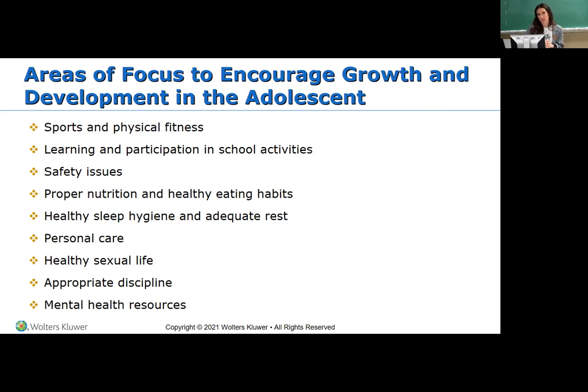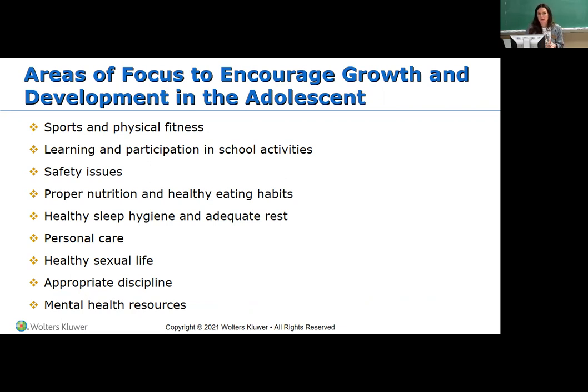They need sleep. Teenagers need sleep. They need adequate rest. It's okay if they sleep in on Saturdays, I promise. Personal care. They need to make sure that they are taking care of themselves as far as their hygiene, their nighttime routines, washing their faces, keeping their hair clean, making sure that they're doing those personal care things for their hygiene. Sexual life, we want them to be completely healthy in that.